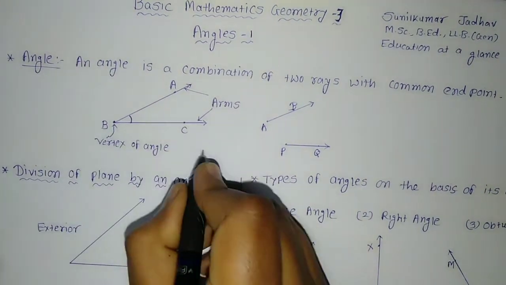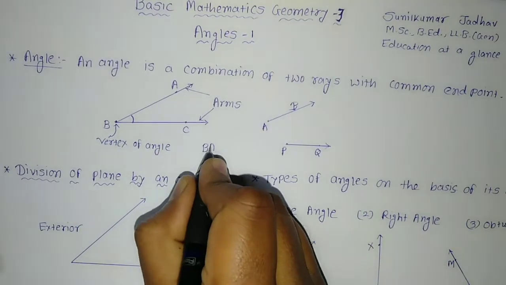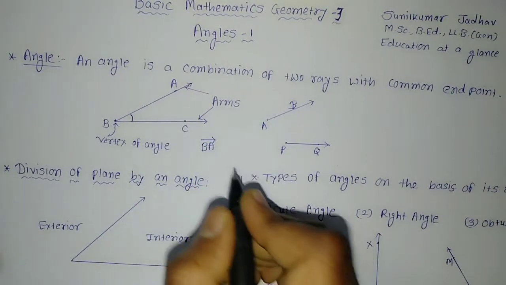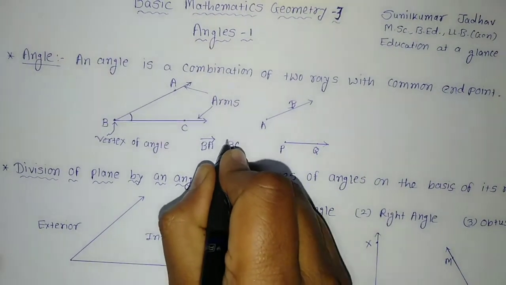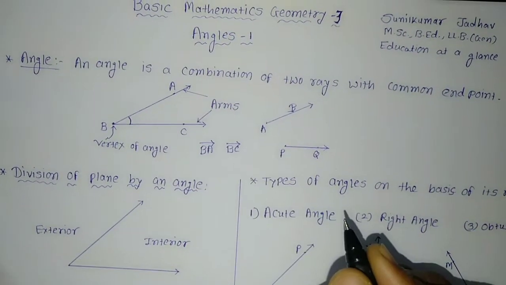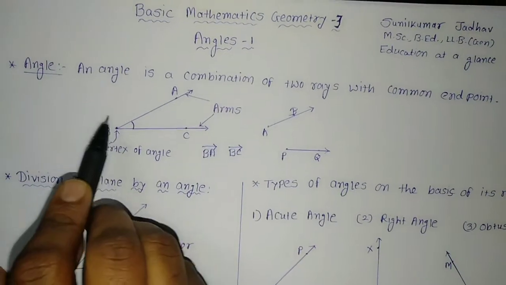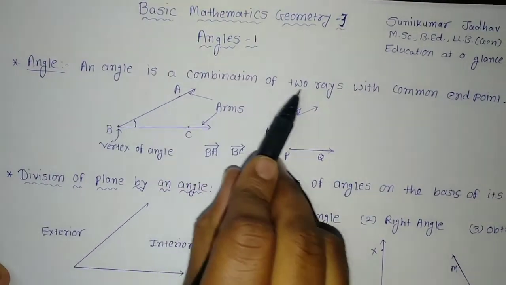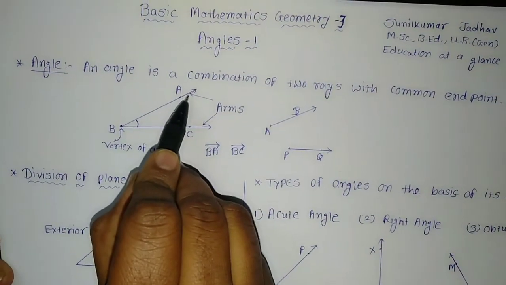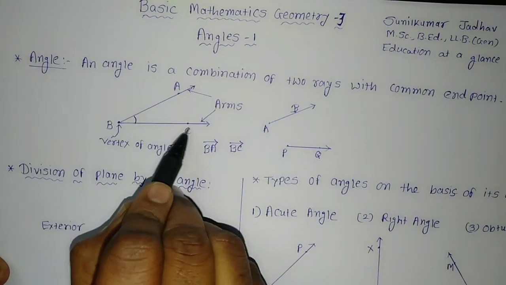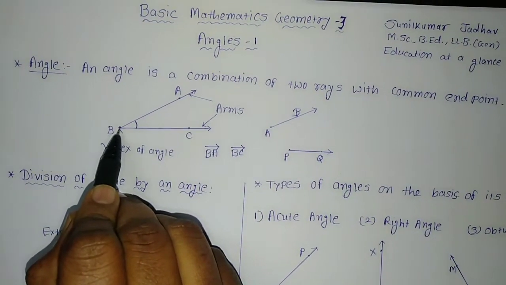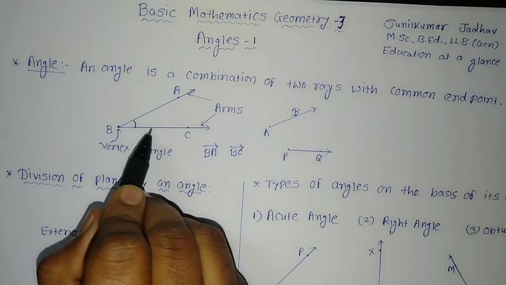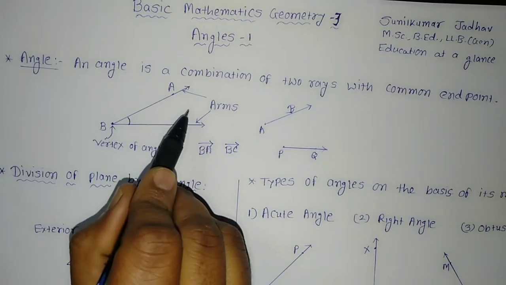That is, this is ray BA. We write it this way with the symbol. And another ray, this is ray BC. This is the symbol for representing a ray. So an angle is a combination of two rays, ray BA and ray BC. Both of these rays have one common endpoint. So an angle is a combination of two rays having a common endpoint. So it will form the angle.